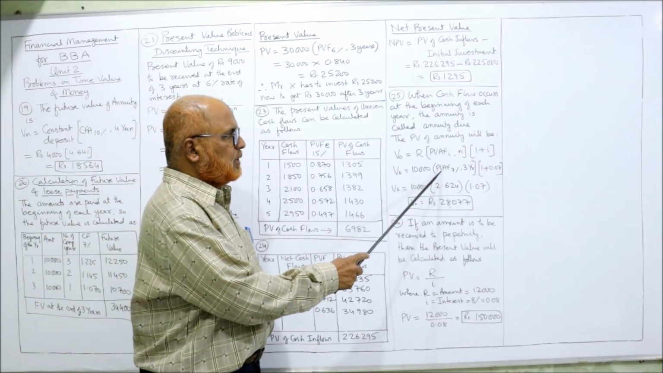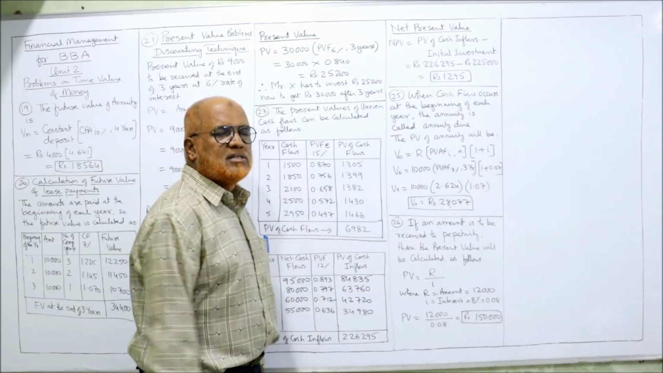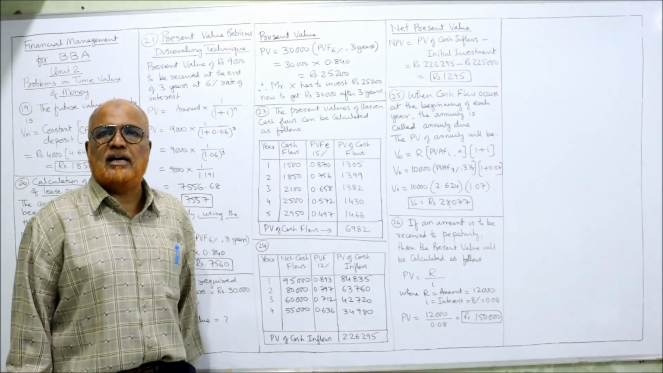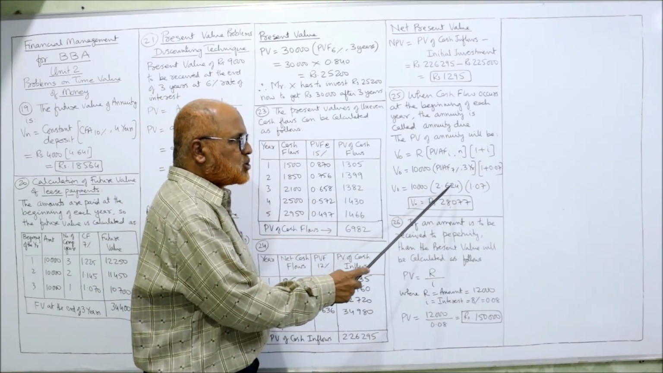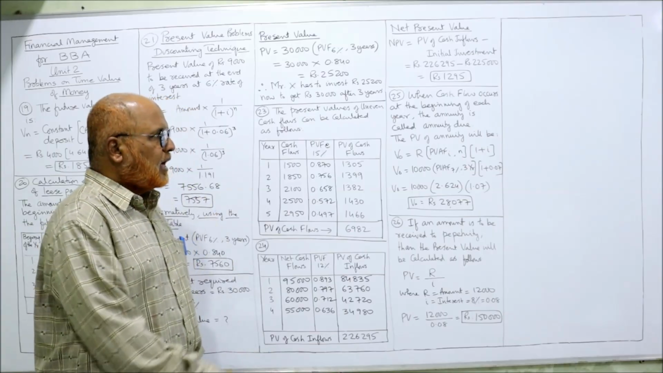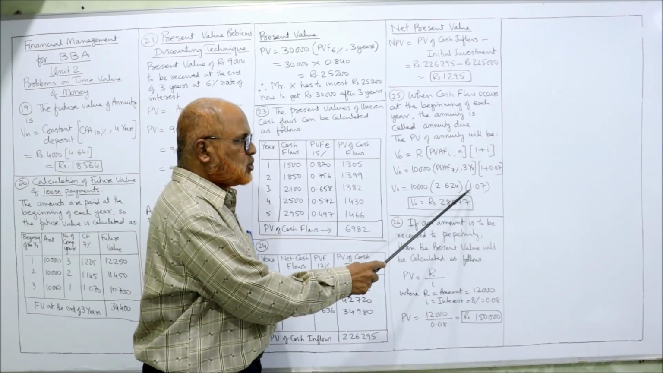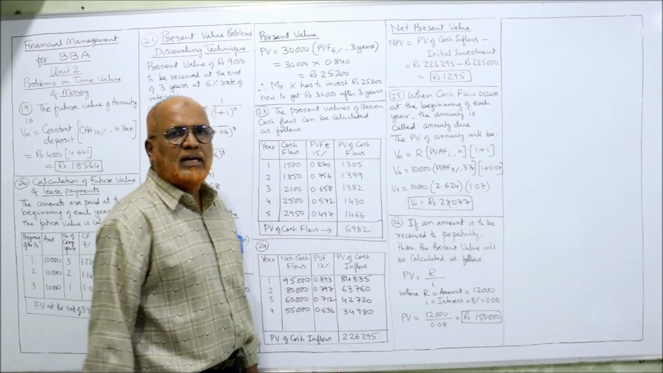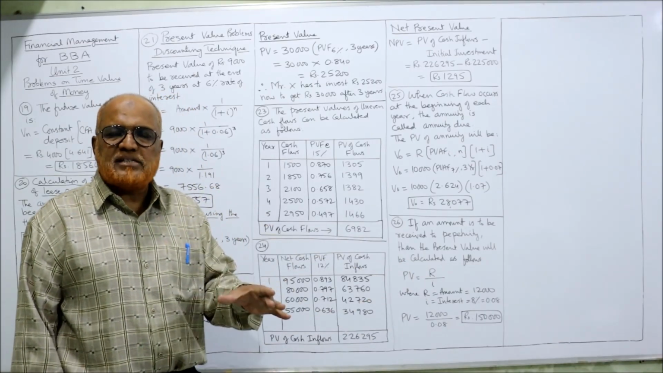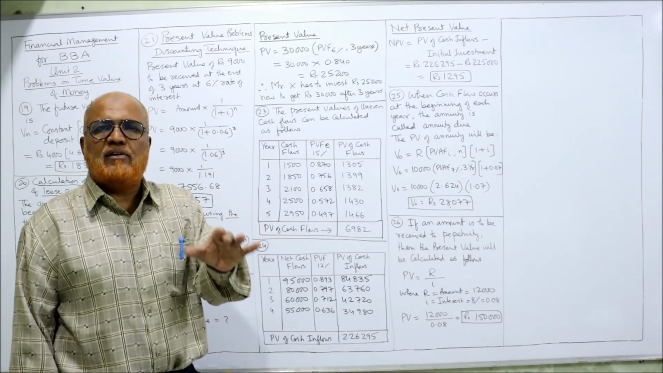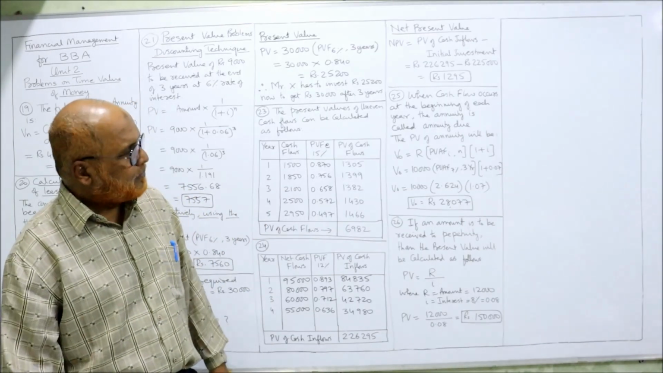So 10,000 into PV of annuity factor 7%, 3 years, into 1 plus 0.07, that is 7% interest. So 7%, 3 years, 2.624 given in the problem, and 1.07. Multiply 10,000 into 2.624 into 1.07. You will get 28,077. That's it. This is the present value of 10,000 rupees every year we are going to get at the beginning of each year for 3 years.